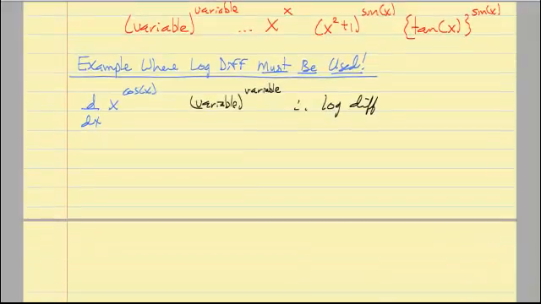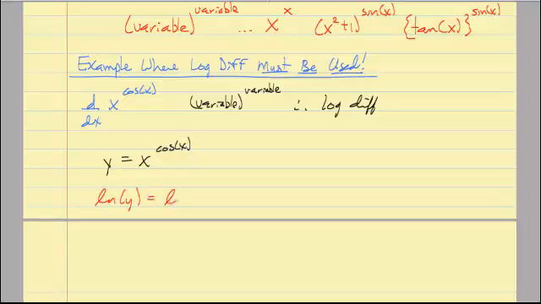So the steps for logarithmic differentiation are the same as in the problem we did up above, the one where we didn't have to use log diff. The first thing I do is set the function equal to y. Next, I take the natural log of both sides. And then I get to use that nice little rule of bringing that exponent out front. That basically solves all my problems now. So I have cosine of x times ln of x.